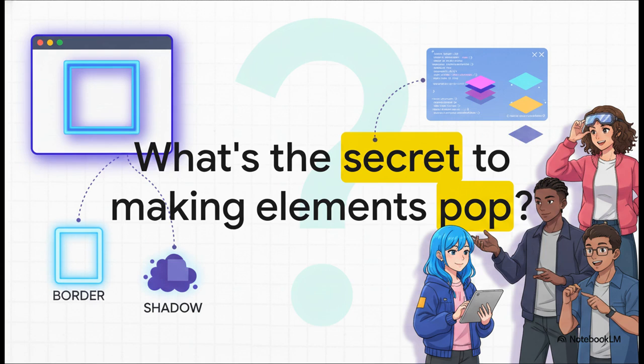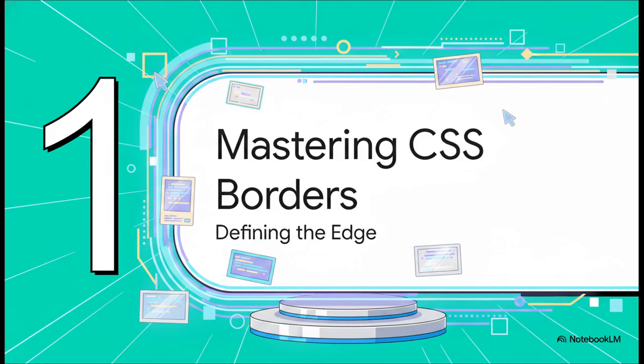The secret isn't some complex framework. It's just two fundamental CSS properties that add definition and depth. And we're going to break them down right now. All right, let's jump right in, starting with borders.